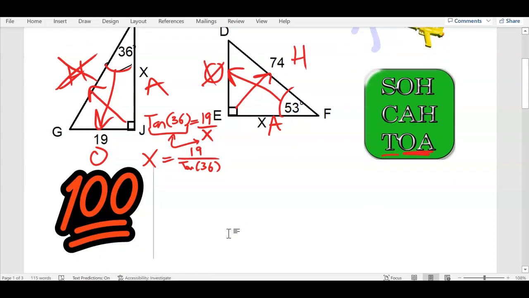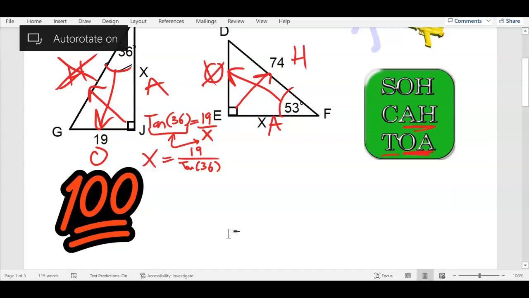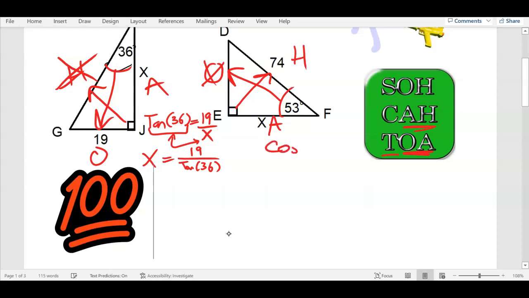All right. Let's solve this. AH is CAH, right? CAH, cosine. COS. What's the angle? 53 equals what over what? A over H is X over 74.